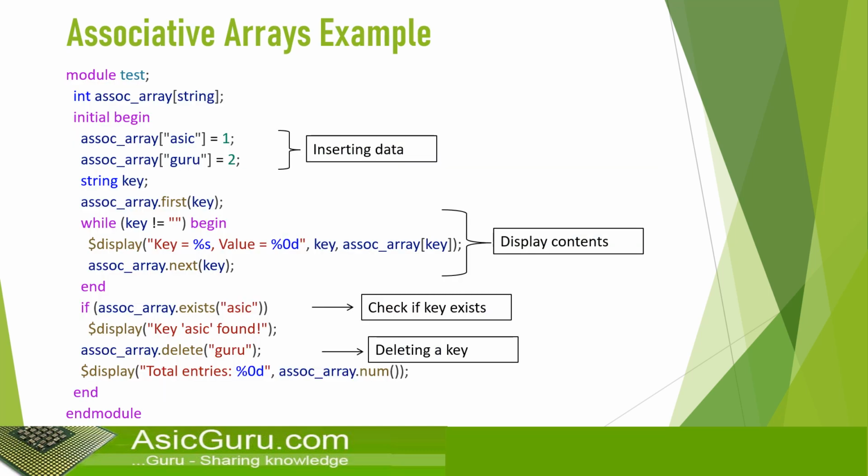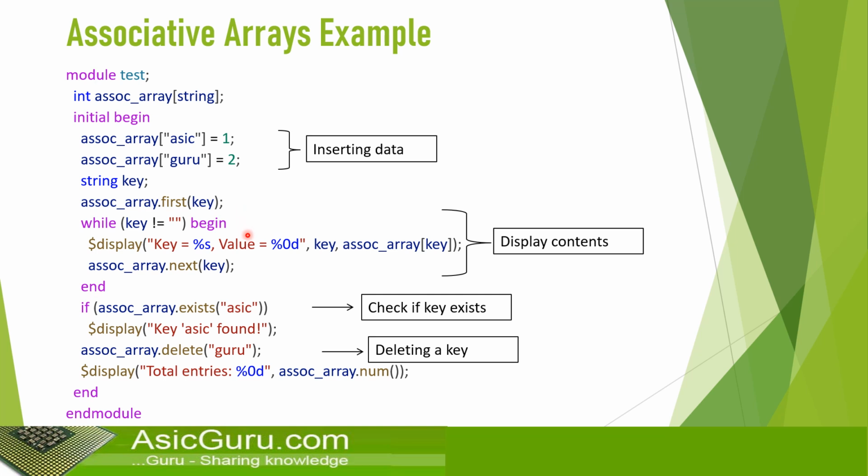So this is a practical example of associative arrays in SystemVerilog. Here we have a module named test which shows insertion, displaying, checking key existence and deleting entries using associative arrays. Firstly, we start by declaring an associative array with string indices. In the initial block, we are inserting the data. We are using the key values ASIC and Guru, and we are assigning values to these keys as 1 and 2 respectively. Next we are using the first method to get the first key.